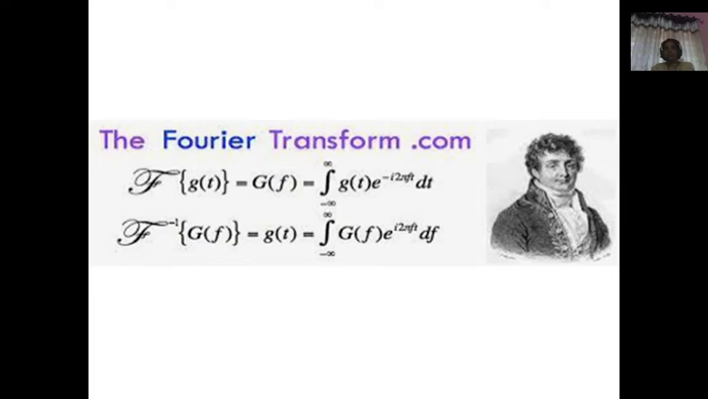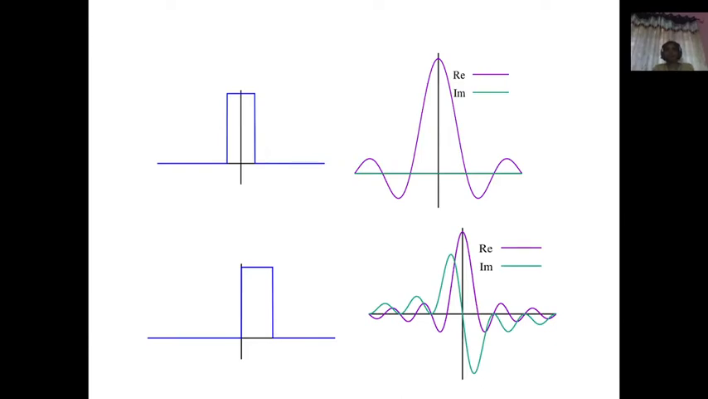The inverse Fourier transform is G of f, which is equivalent to g of t in time domain, given as the integral from minus infinity to infinity of G of f e power j 2 pi f t df. Some examples are given here. The pulse in the time domain is equivalent to the sinc function in the frequency domain by using the Fourier transform pair. If it is not symmetrical, the magnitude and phase parts are given like this.